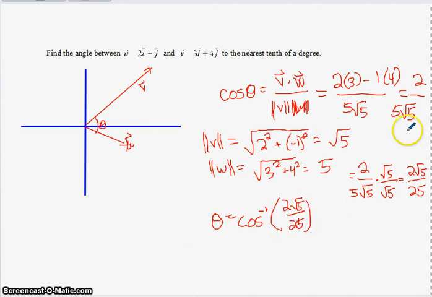And if you plug that into your calculator, you should get roughly 79.7 degrees. So this drawing really isn't to scale, but you can see this probably looks closer to 70 or 60, but again, this drawing wasn't really to scale too much.